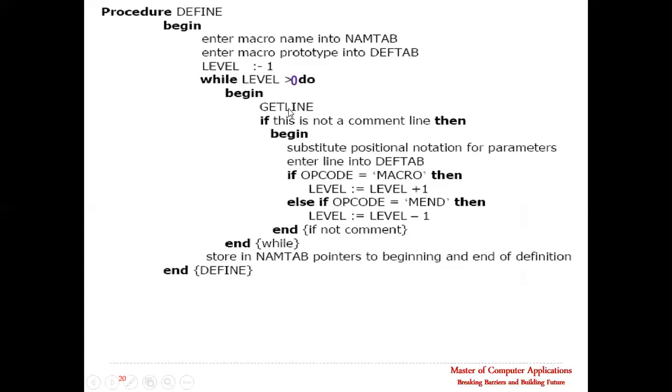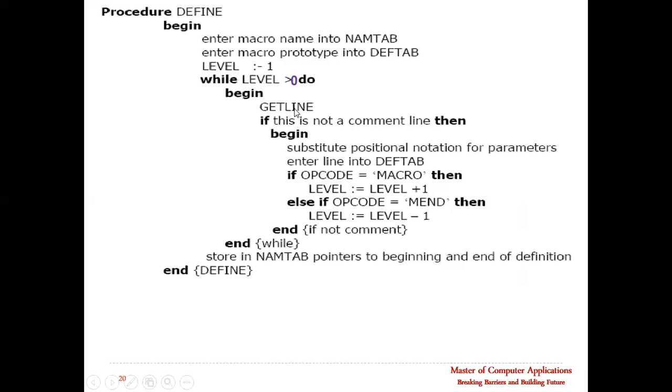Now we begin with get line to get the line, and if it is not a comment line, then we substitute the positional notation for the parameters, and then enter the line into def tab. That means we are getting the lines from the definition, handling the parameters, and entering each line in the definition table. So first we enter the name of the macro in name tab, and we enter the prototype in def tab. For that, the get line procedure will run.